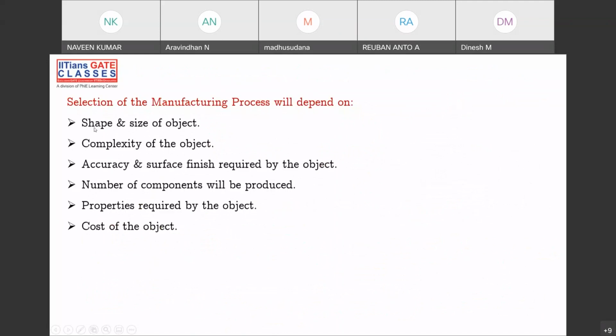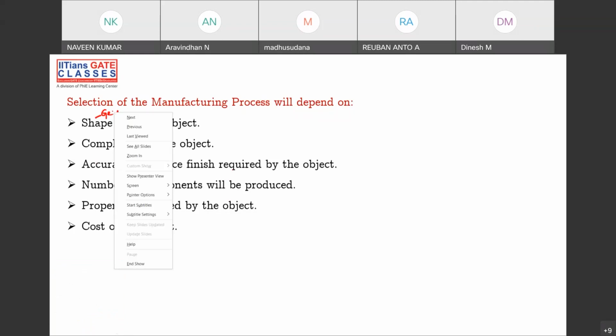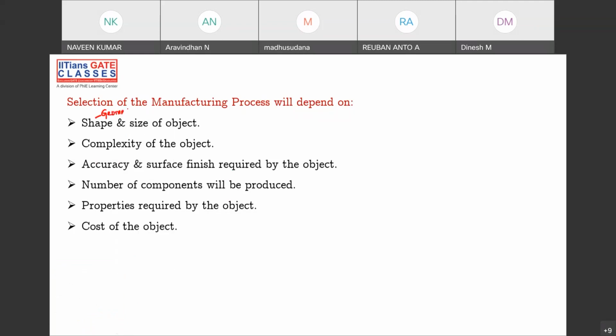Like, what is my shape? Is it a big shape? A complicated shape? Shape in the sense of the geometrical aspects of it, so I can write here: shape, in the sense of geometry. And size, how big it is, right? If it is very big, it's very difficult for us to do the machining. You can do the casting itself.